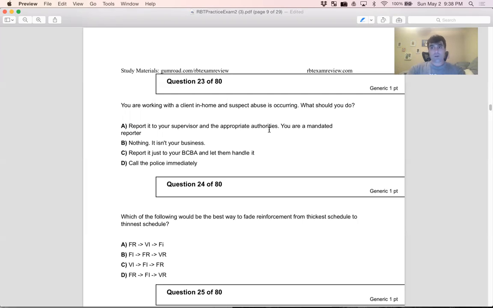Now you want to be sure, obviously, right? If you're not sure, that's a different story. Okay. But if you're positive, right, then you have to report it. Okay. And then call the police immediately. No, right? That's not the proper avenues. Okay. The proper way to handle this is report it to your supervisor and the appropriate authorities. Okay. You are a mandated reporter.